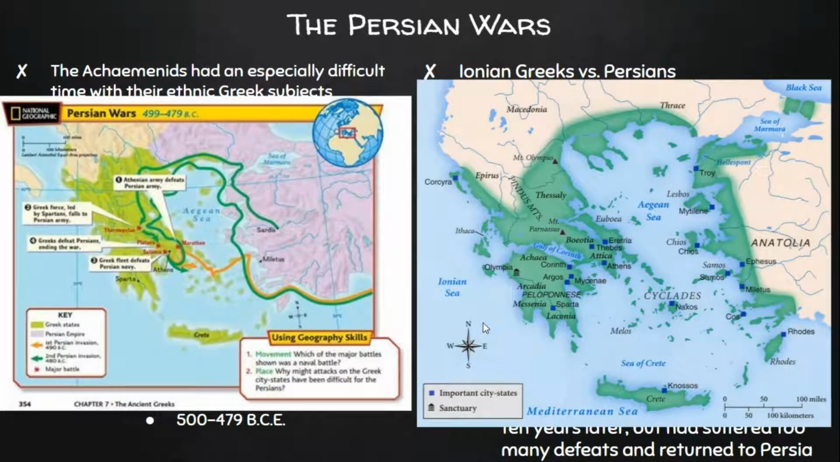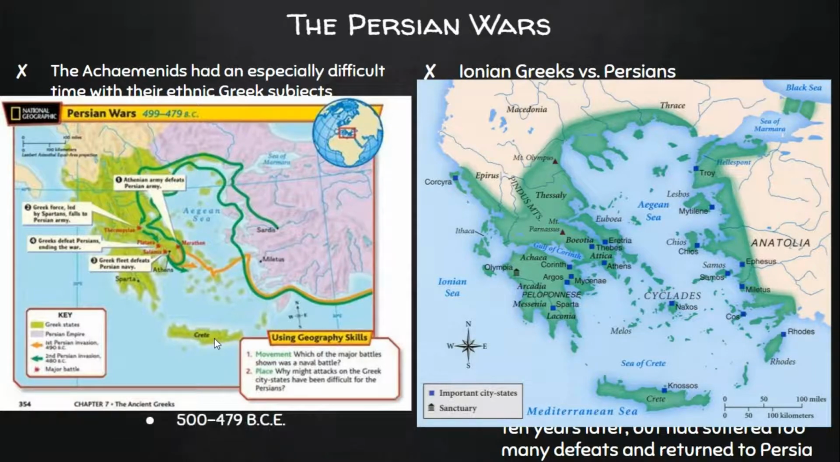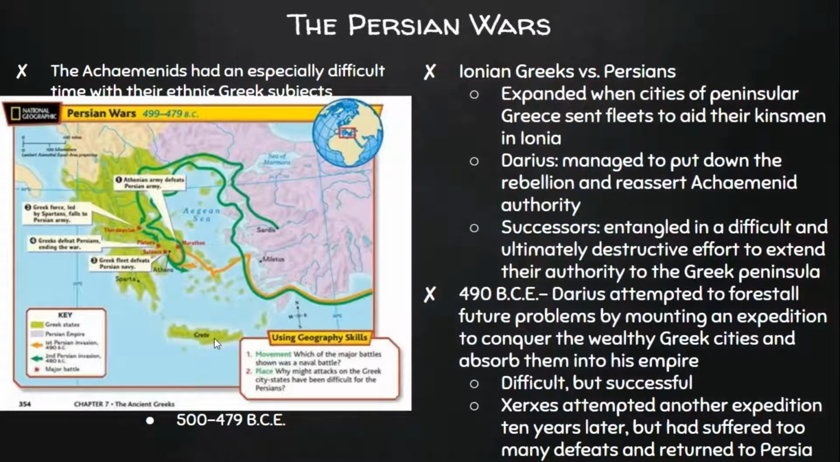Here's just another map showcasing the Persian Wars for you, where it started, where it particularly was hit, etc. This is going into a portion of Greek history that we're going to get onto later in these videos, but it is necessary to talk about the Greeks, even though we're talking about the end of the Persian empires. So let's look at the Ionian Greeks versus the Persians.